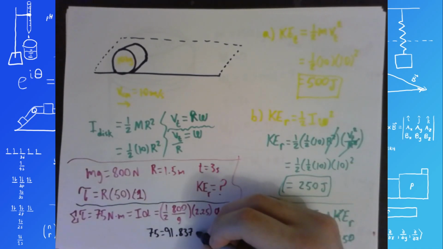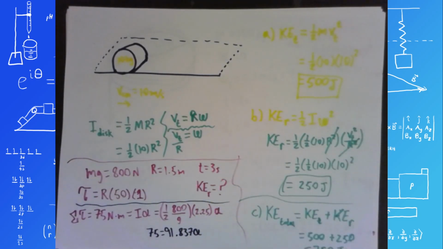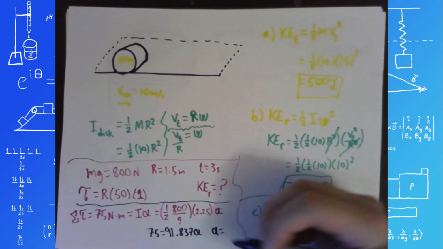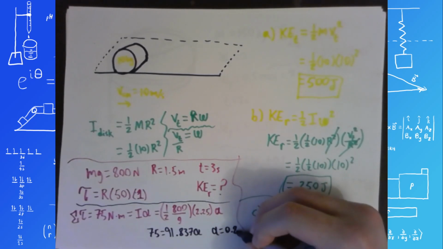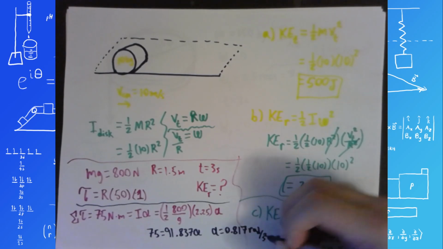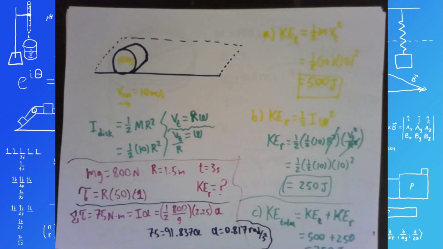So 75 equals 91.837 times alpha. If I divide 75 by 91.837, I'm getting 0.8166. So that's going to be alpha equals 0.817, I'll round it, radians per second squared. Okay, and it looks like I am going to need some more space, so let's continue on another sheet.